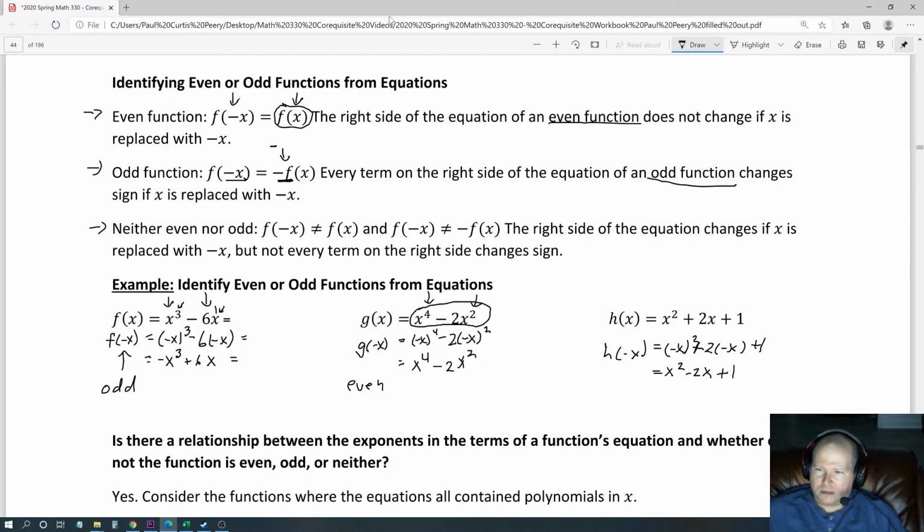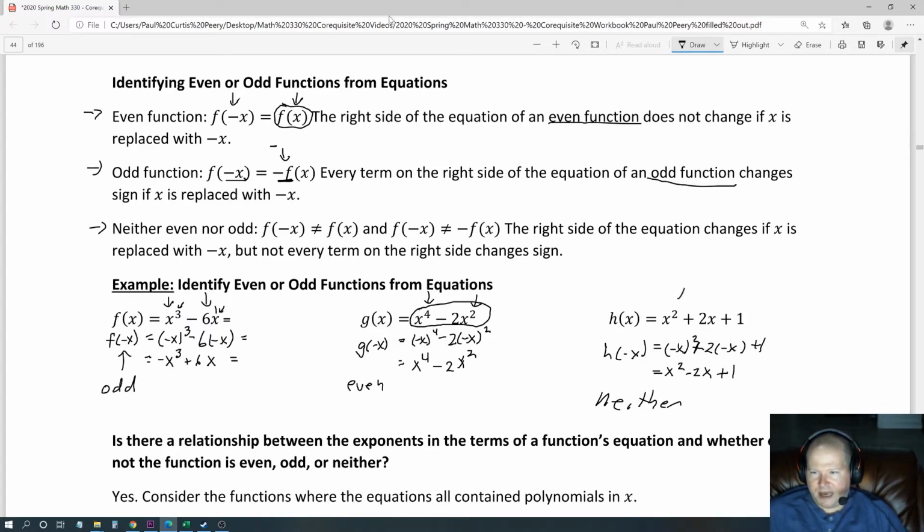So it didn't pass the even test. Well, what about odd? Odd means all of the terms have to have the opposite signs. Like if I flip everything, I multiply the original equation by a negative. Well, we have a positive x squared and a positive x squared, so that one didn't flip. And we have a positive one and a positive one, right? So that didn't flip. So we had one term that flipped, the other two stayed the same. So this doesn't pass the odd and it does not pass the even function test. So it's neither.